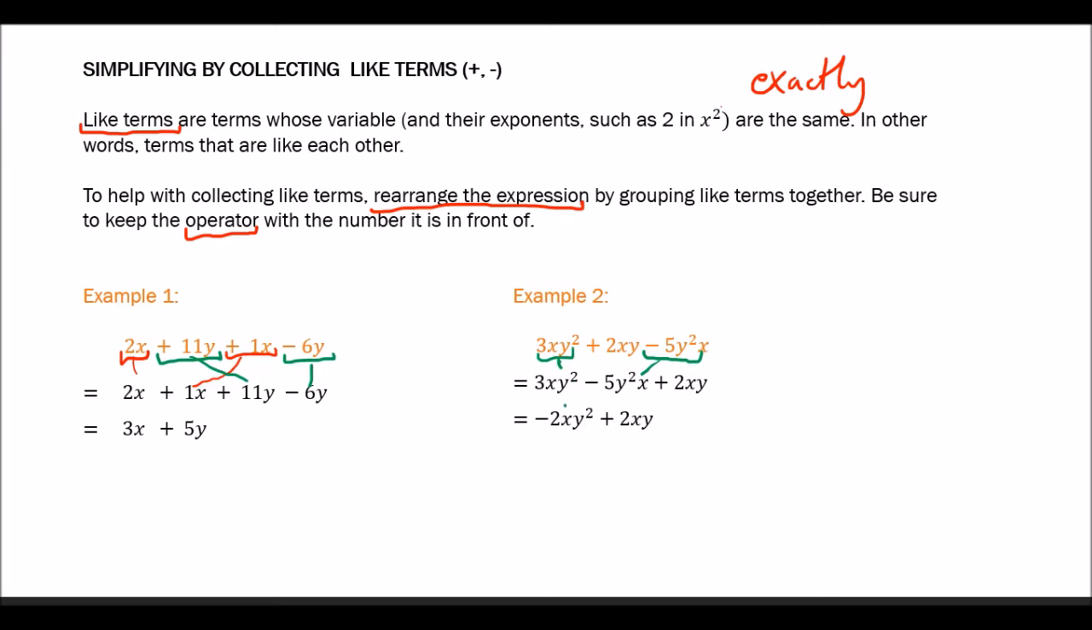Now we put the like terms together. 3xy squared take away 5y squared x. So it's basically 3 take away 5, which is negative 2xy squared, plus 2xy. In a nutshell, to make this simpler, you're just adding and subtracting the numbers in front, but only of the terms that have exactly the same letters and exponents. That's the simple way of understanding how to collect like terms, and this is for adding and subtracting.